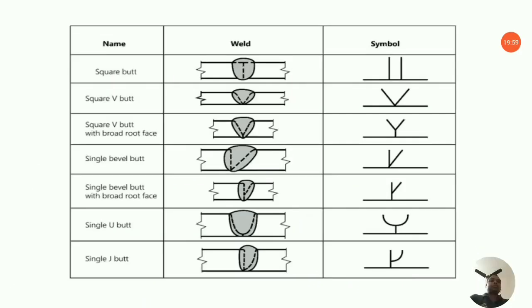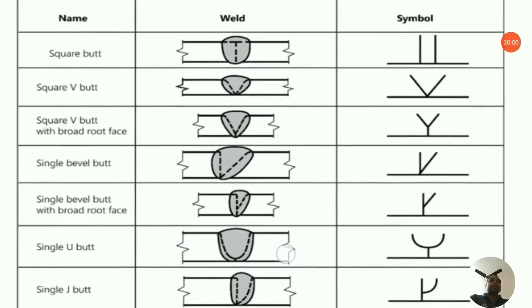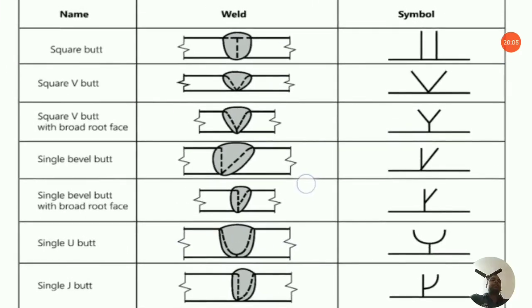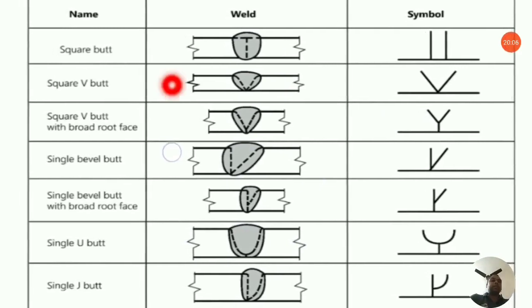Now there are such symbols as you can see over here. These are going to be very important for your exam purposes and also for your competitive examinations. So for square butt, this symbol is very important. Square butt you have to remember. Now here you will find the typical structure of the square butt. Now coming to the square V butt, this is the square V butt and the symbol is this one.